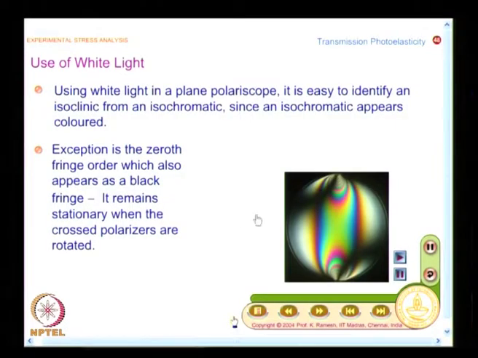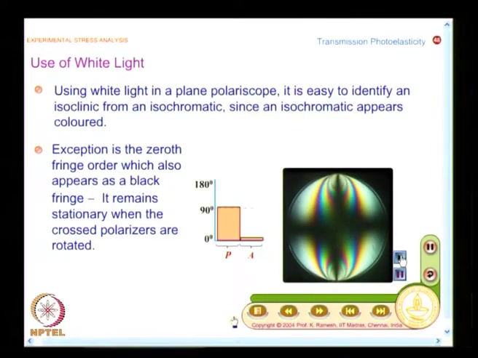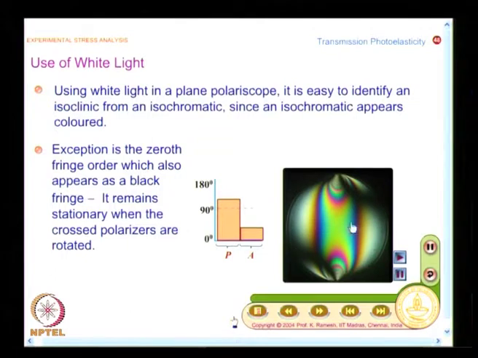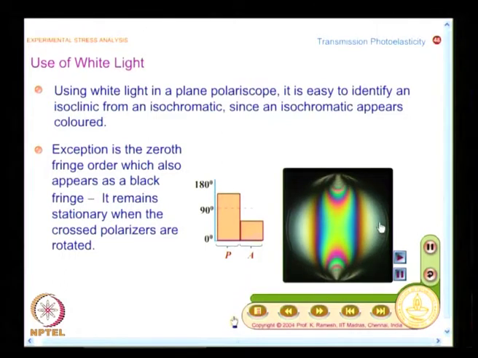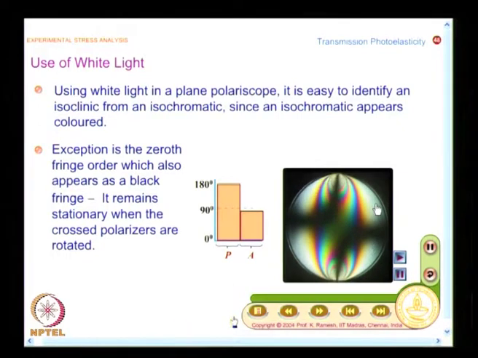and we have already seen in the plane polariscope, if I have a white light source, it is advantageous because I can distinguish between isochromatics and isoclinics by distinguishing the color and the black isoclinic. The only difficulty comes in delineating the 0th fringe order and the isoclinic, which you have already seen and which you have already learnt. It is not something new.